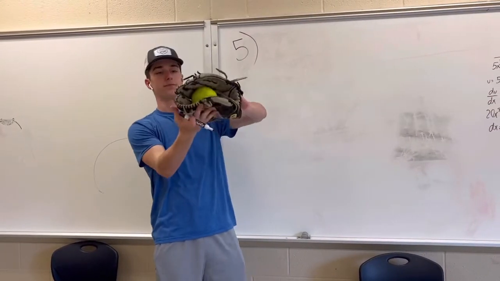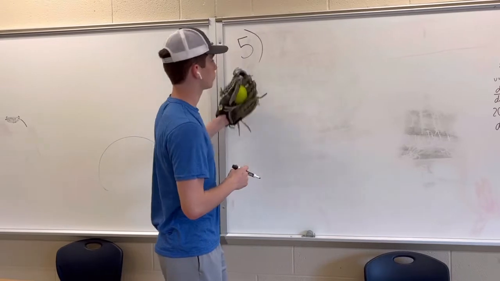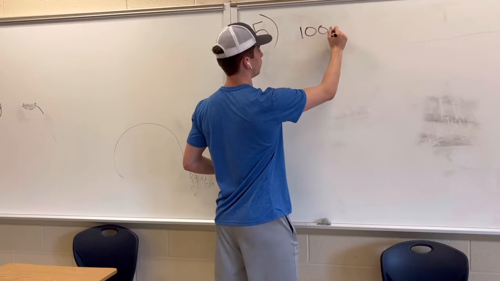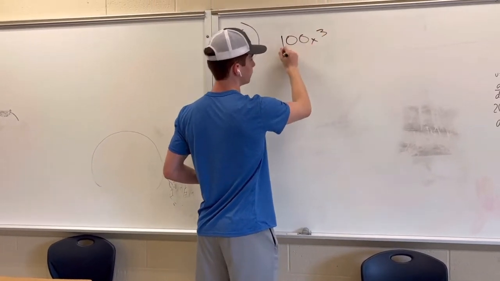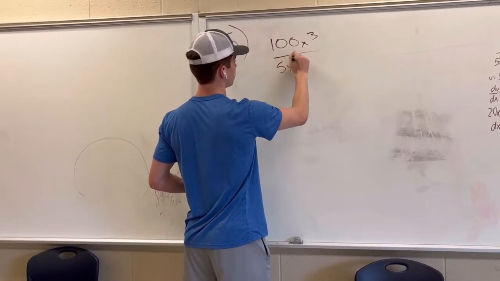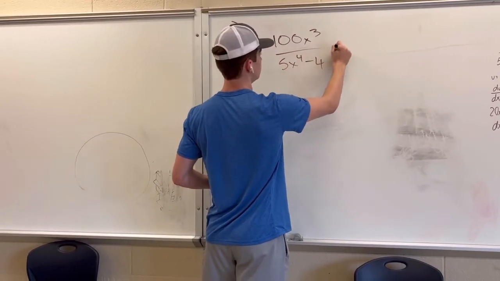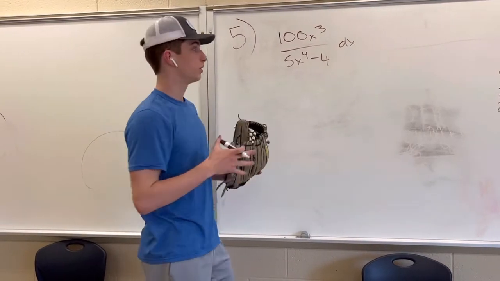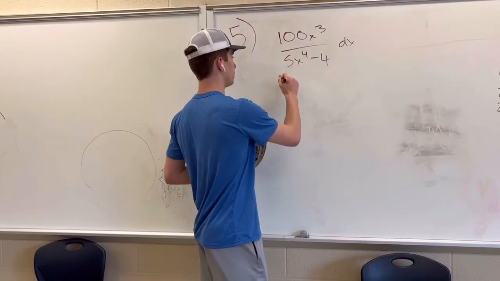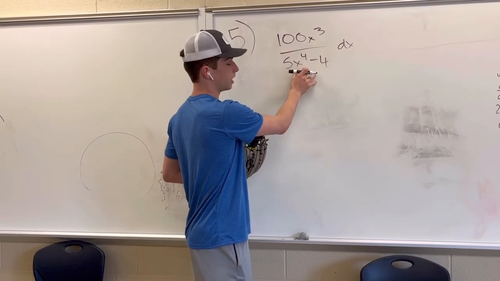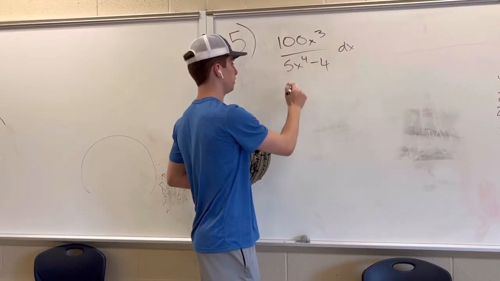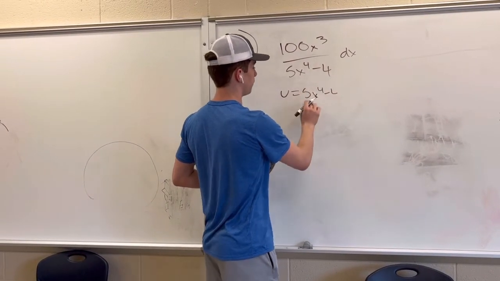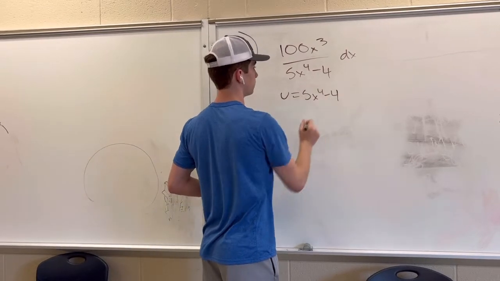I got it. I'm Jake Ida, and I'm back with question number 5. So, our question is the integral of 100x to the power of 3 over 5x to the power of 4 minus 4 dx. So our first step here is going to be to figure out how to determine the u. And because the denominator has the highest exponent, that's going to be our u. So u is equal to 5x to the power of 4 minus 4.